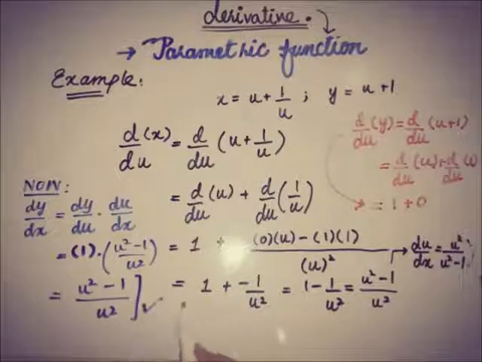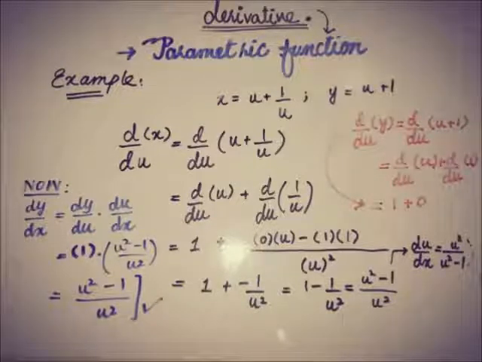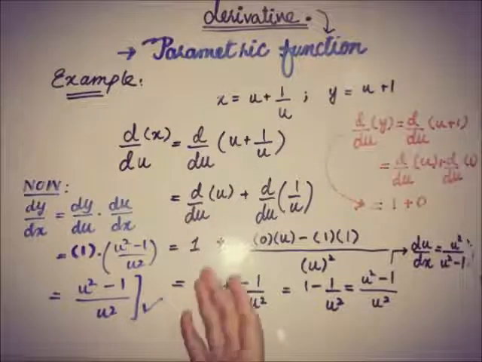This is the rate of change of the parametric functions in terms of the parameter. So this is a very easy example, and it is really easy to find the derivative of parametric functions by using the chain rule.